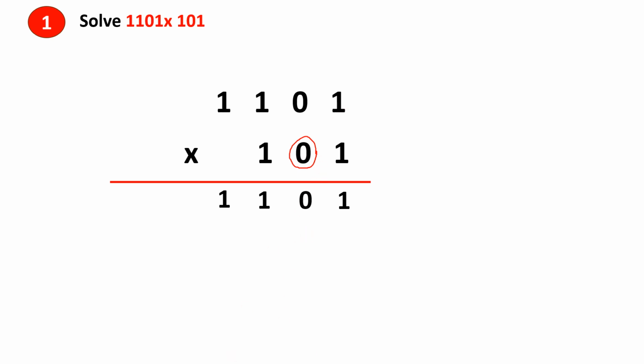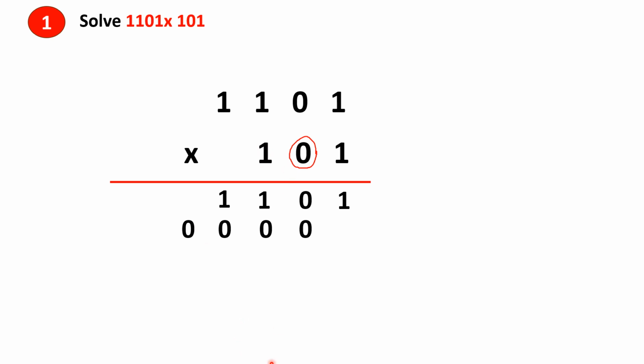So 0 into 1 will be 0. Then 0 into 0 is 0. 0 into 1 is 0. 0 into 1 again is 0. So when you multiply this with each of these, the answer is 0.